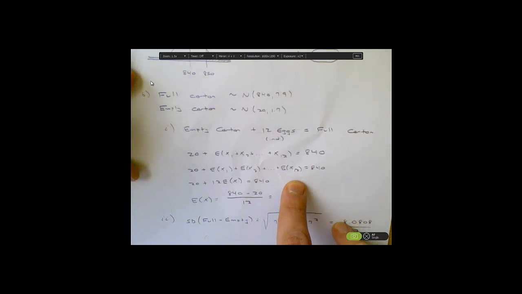So what I did is I took the mean weight of the empty carton, 20, plus the expected value of the weight of each of the 12 eggs is going to equal this 840. And essentially what I'm going to do, since these expected values are all going to be equal, I'm going to do 840 minus the 20, the weight of the empty carton, and divide it by 12 to get the weight of one egg. And that's where the 68.33 grams comes from.